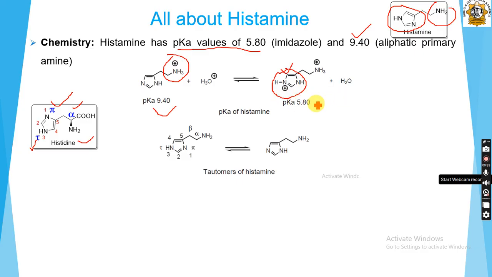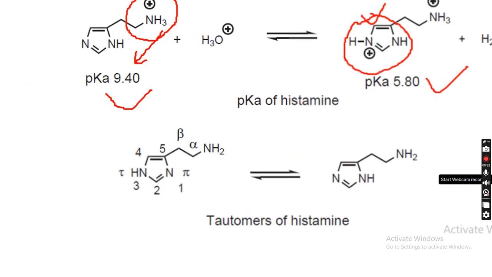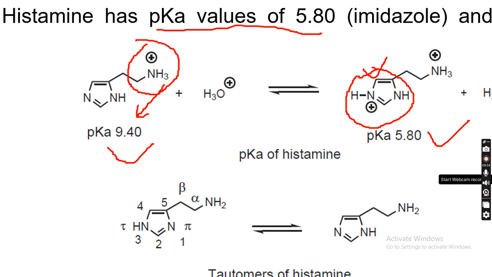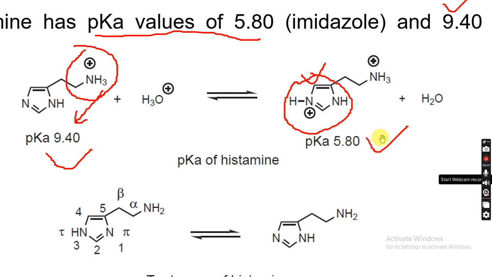Okay, so this is a pKa of 5.8. This is a pKa of 9.4. See it carefully again. This is an aliphatic amine, so more basic. This is an aromatic amine, so less basic.